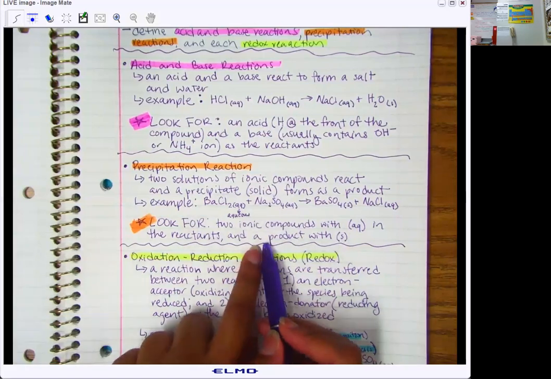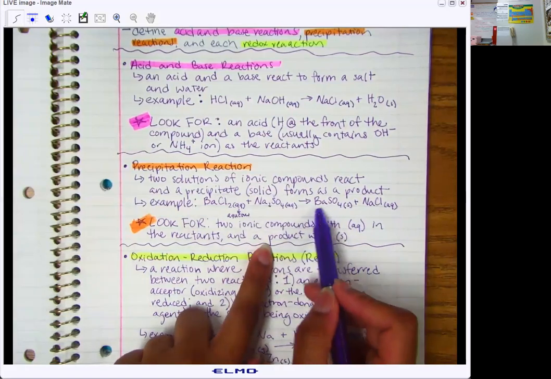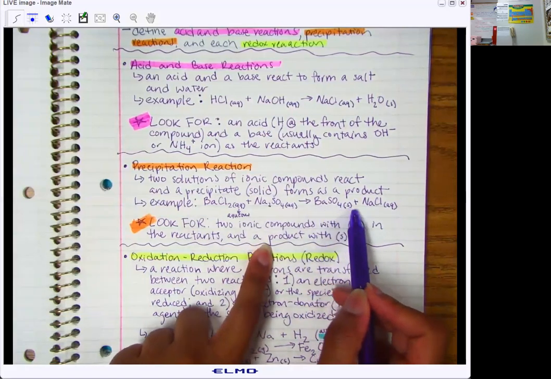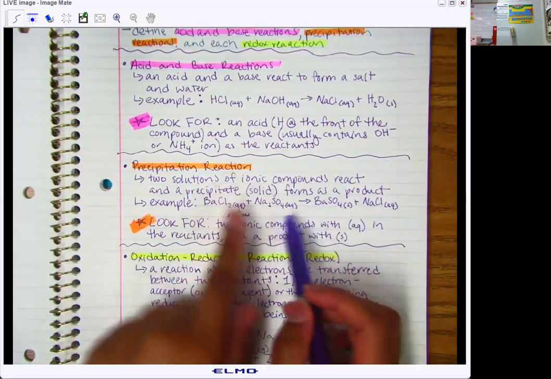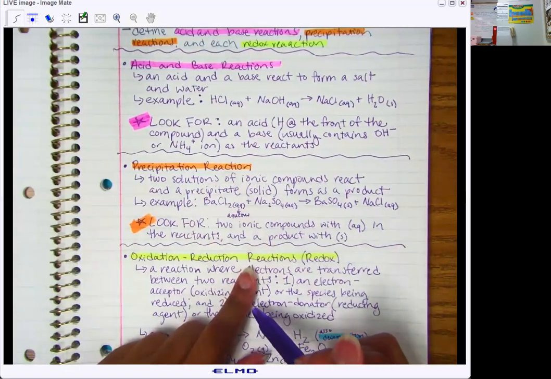And in the product, we should be looking for 1 compound that has an (s) as its state of matter, a solid. That means that it's fallen out of solution. It's no longer soluble in the aqueous solution in which the reaction is taking place.